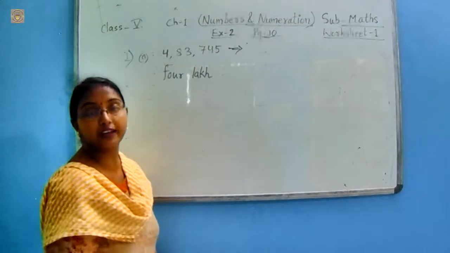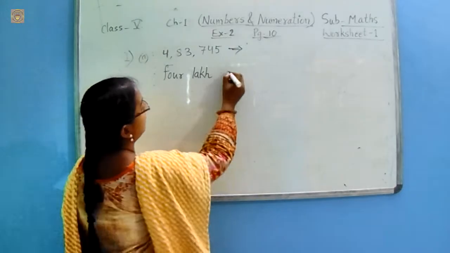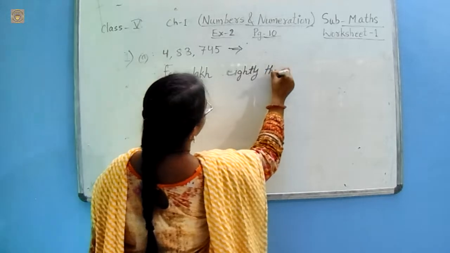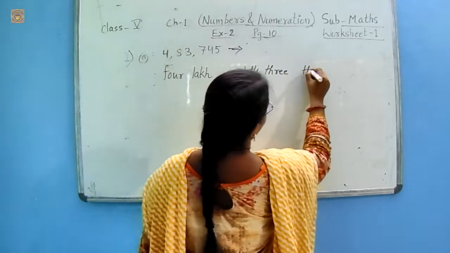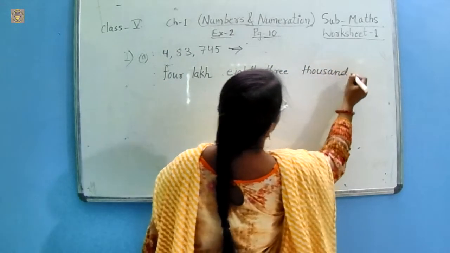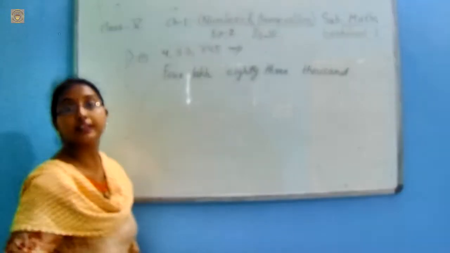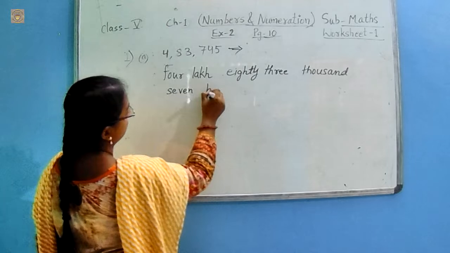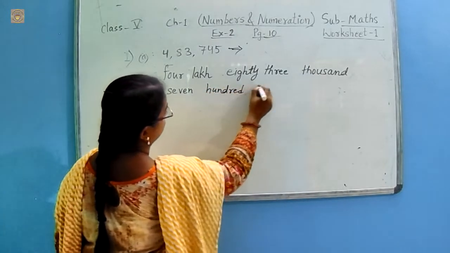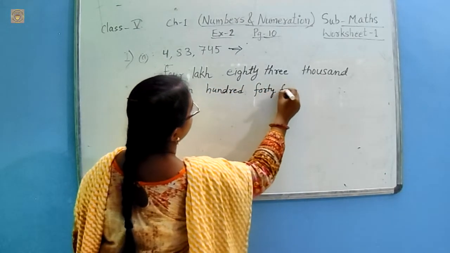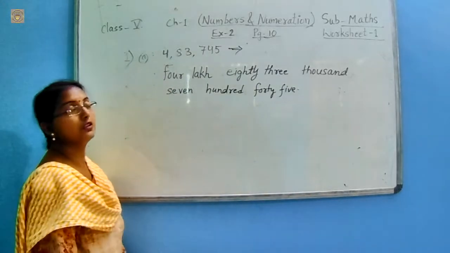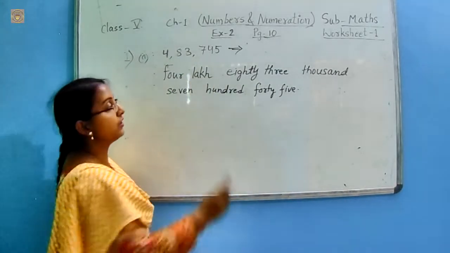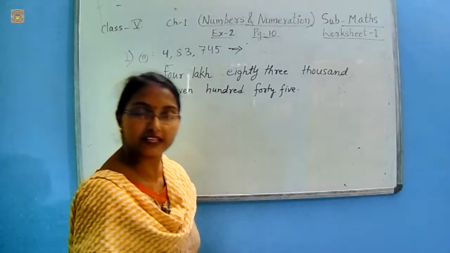Look at this, 83. 83 is in the position of 1000, so it will be 83,000, and so on. The number is 745. So you can understand how these numbers are written in words following the Indian place value system.